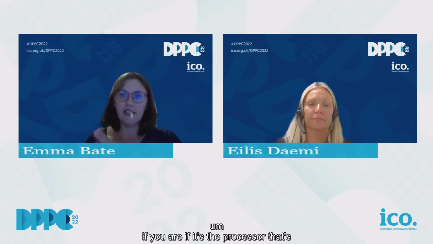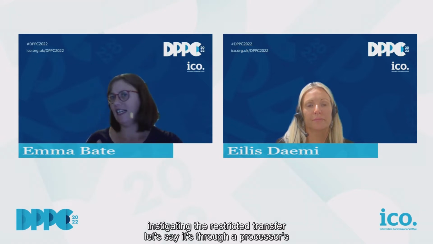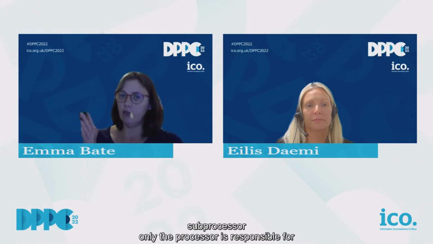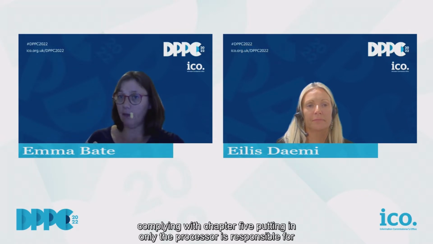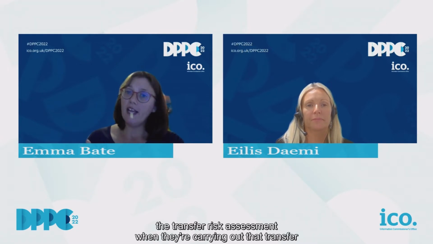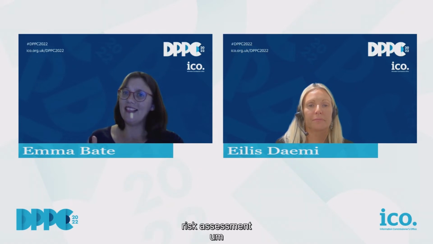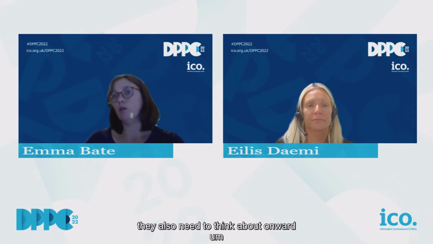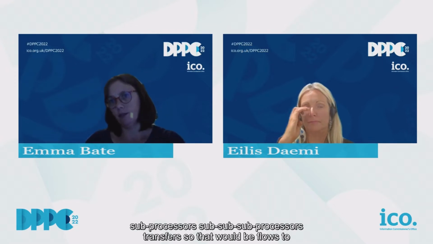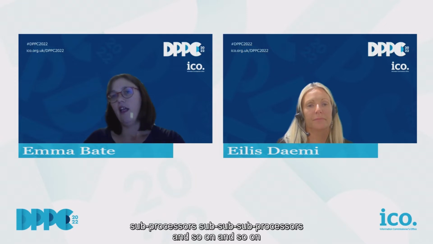If it's the processor that's instigating the restricted transfer, let's say it's through a processor's sub-processor, only the processor is responsible for complying with Chapter 5, putting in place a transfer tool and carrying out the transfer risk assessment. When they're carrying out that transfer risk assessment, they also need to think about onward transfers. So that would be flows to sub-processors, sub-sub-processors, and so on.